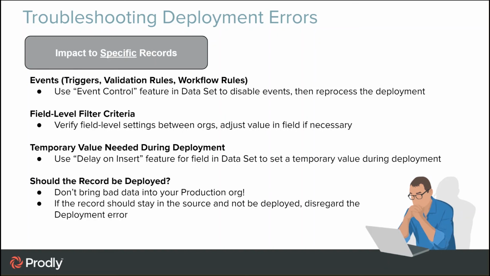Sometimes it's possible that you do not want to deploy the record at all. If there was a record created in your source with a field value that is not in your destination, it could be an indication that the record should remain in your source and not be deployed. If this is the case, either deprecate the record in your source or adjust the query filter in your dataset to ensure the record is omitted. Or, if all other records were deployed successfully, this deployment record failure may be ignored.